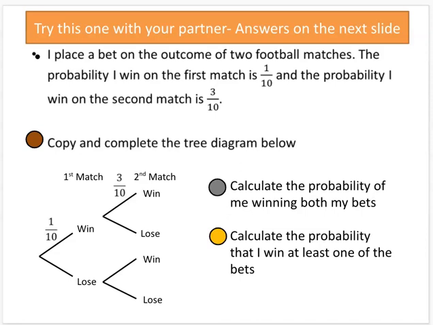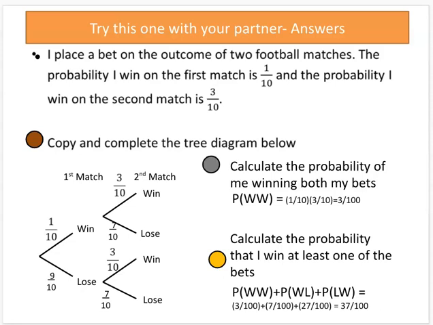Let's try one more. I place a bet on the outcome of 2 football matches. The probability I win on the first match is 1 out of 10, and the probability I win on the second match is 3 out of 10. Calculate the probability of me winning both of my bets, and then calculate the probability that I win at least one of the bets. After calculating those, start the video again so you can see if you were right.